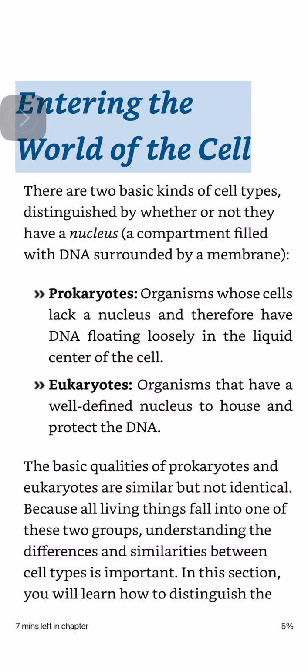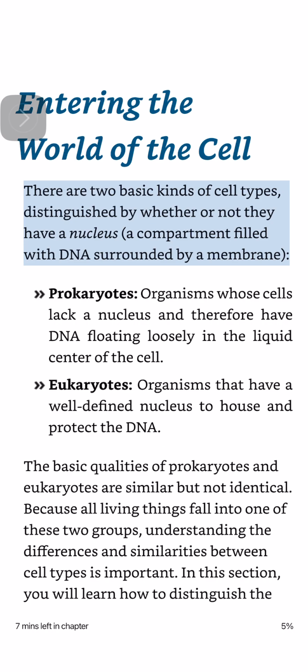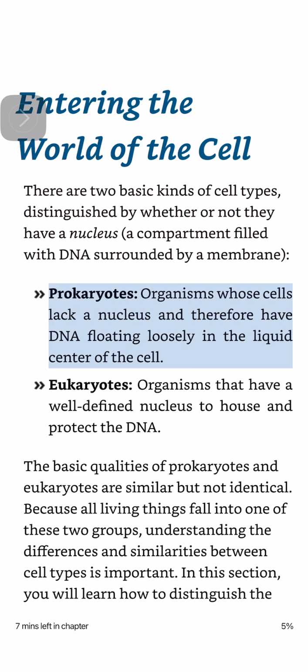Entering the world of the cell, there are two basic kinds of cell types, distinguished by whether or not they have a nucleus, a compartment filled with DNA surrounded by a membrane. Prokaryotes are organisms whose cells lack a nucleus and therefore have DNA floating loosely in the liquid center of the cell. Eukaryotes are organisms that have a well-defined nucleus to house and protect the DNA. The basic qualities of prokaryotes and eukaryotes are similar but not identical, because all living things fall into one of these two groups. Understanding the differences and similarities between cell types is important.